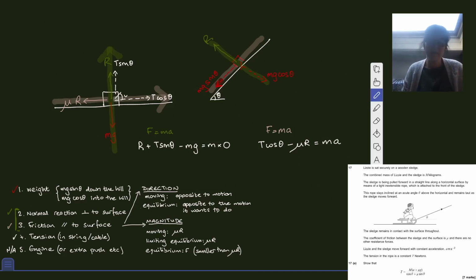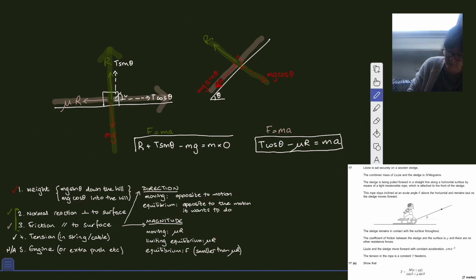And then sometimes in these questions they give you some information. They tell you maybe T or theta or m or something. What you've got now is two equations. And what is going to happen in every single F equals ma question that you do is that you will do F equals ma, maybe even F equals ma again, simultaneous equations.